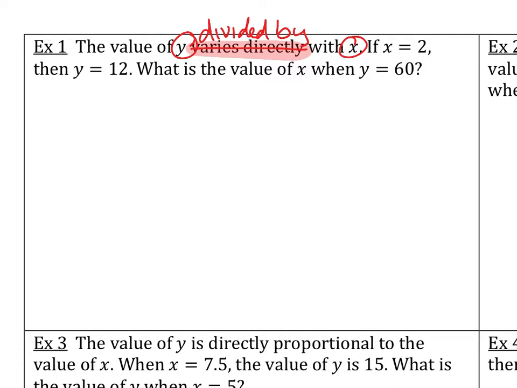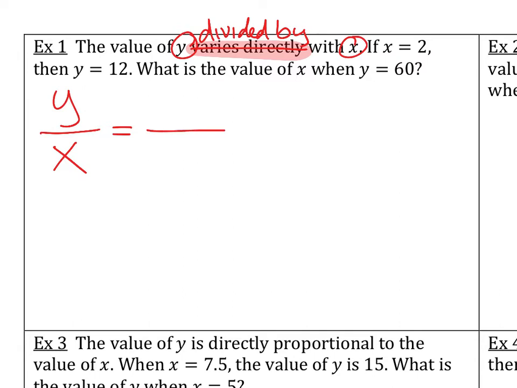Circle the y and the x. Then write down that y is divided by x. It's going to help me set up my proportions correctly. Now we can finish reading the problem. Full stop, varies directly, divided by. It says if x is equal to 2, then y is equal to 12.